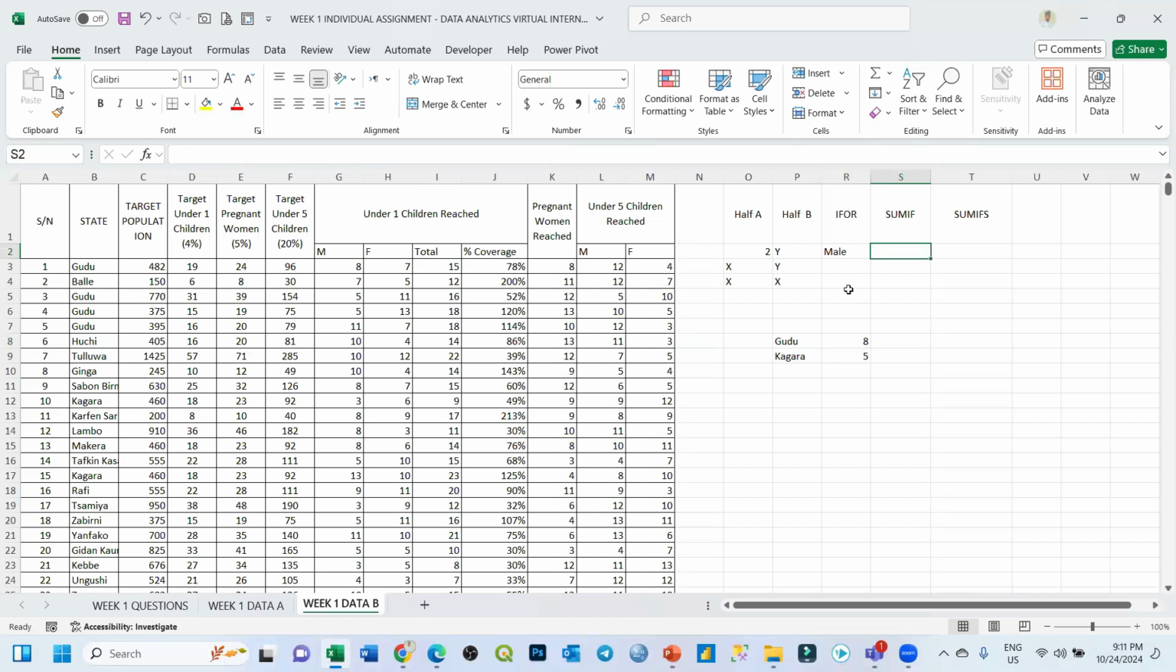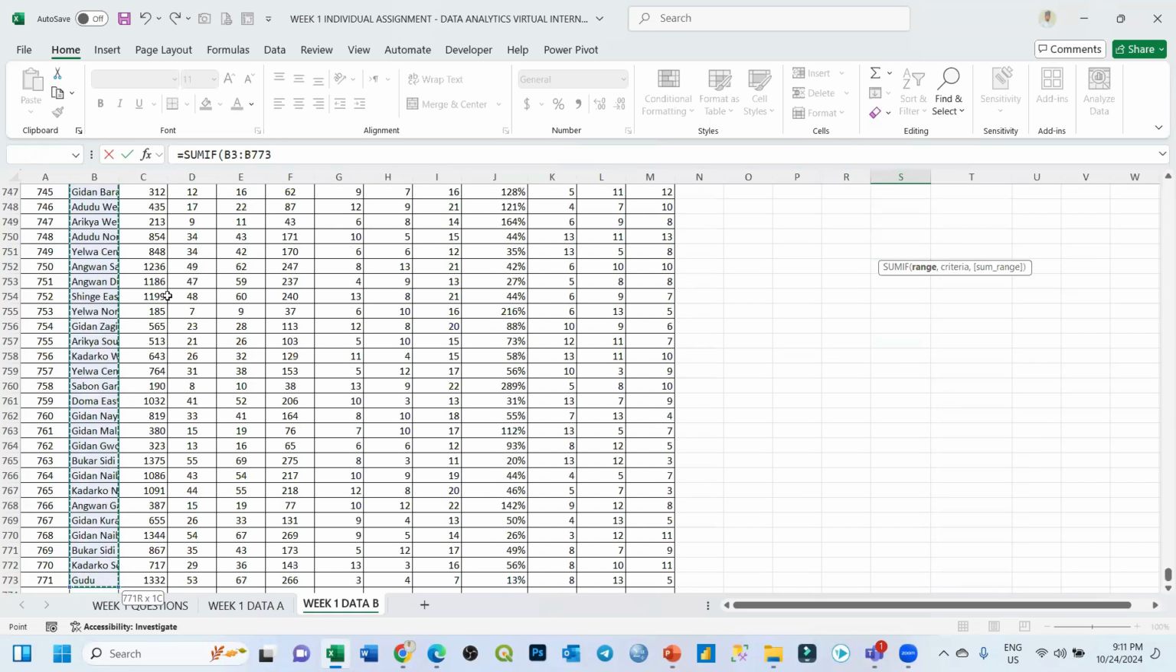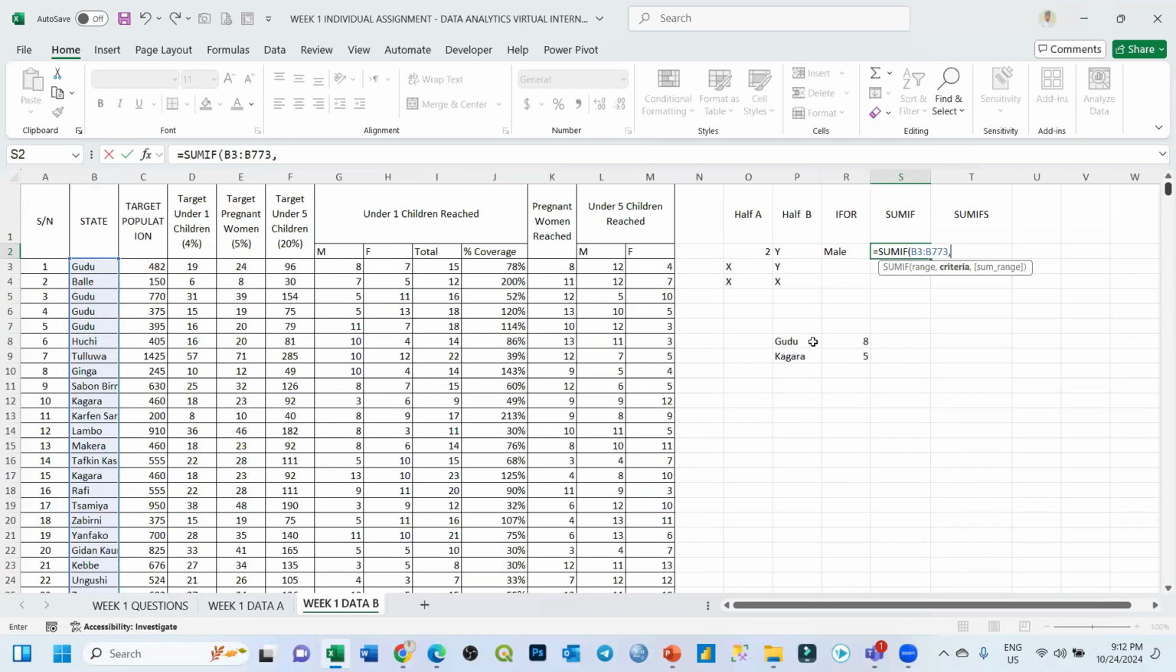For us to know that, we need to apply SUMIF. So I'm going to say equals SUMIF, open bracket. I'm taking the criteria range, the range where the names of the LGAs are. That's the range. So I'm highlighting this range, comma, what criteria am I looking for? I'm looking for criteria of Gudu.